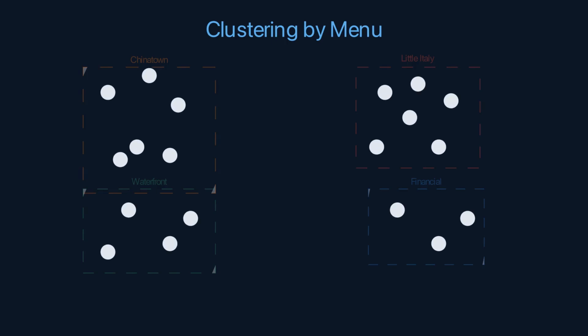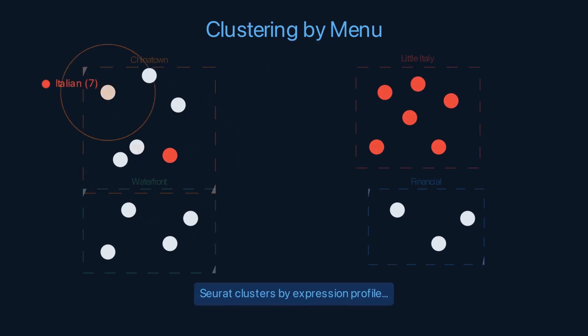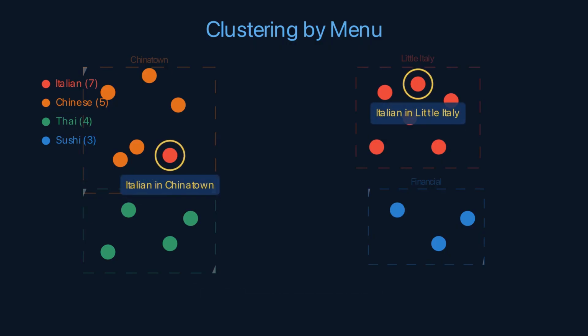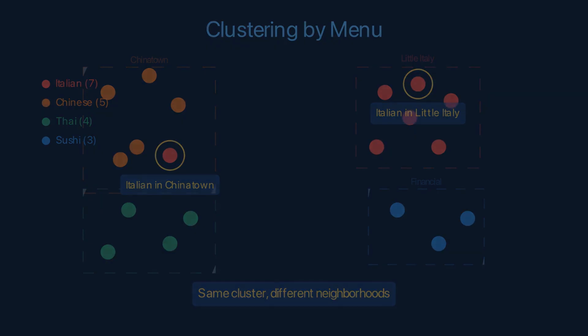Seurat clusters restaurants by menu similarity. Run PCA on the menu features. Build a nearest neighbor graph in expression space. Detect communities. The result: all Italian restaurants group together. All Thai restaurants form a separate cluster. All sushi places another. The Chinatown Italian and the Little Italy Italian land in the exact same cluster because the menus are the same. The algorithm never asked what's next door.